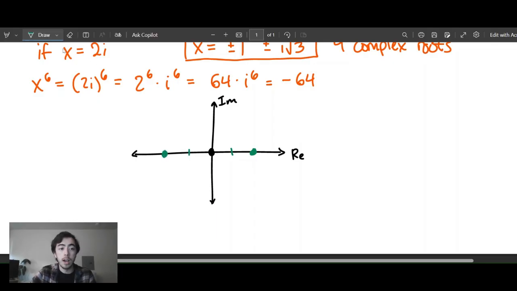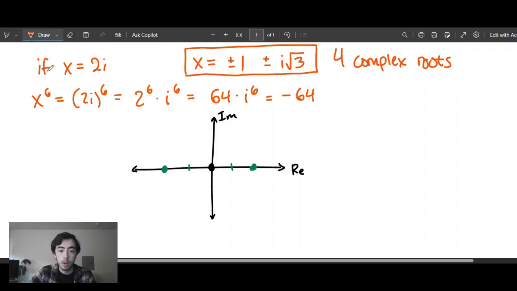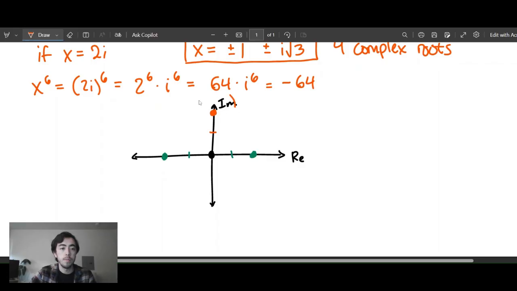And then here, I just found this complex number 2i, which was another root to this polynomial. And I'm going to place it right here because when you graph complex numbers, your real part tells you how much left or right you're going to go. And then your imaginary part tells you how much up or down you're going to go. And so this 2i tells me to go 2 units up.